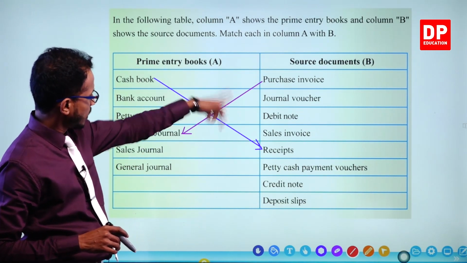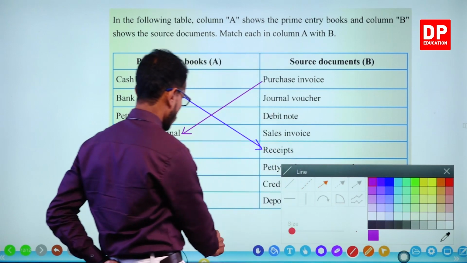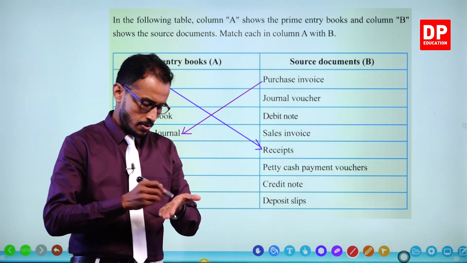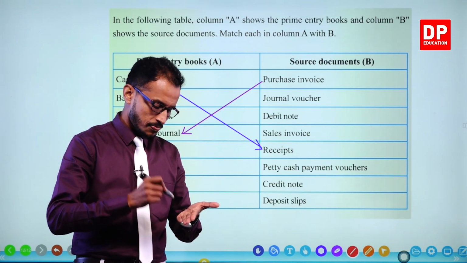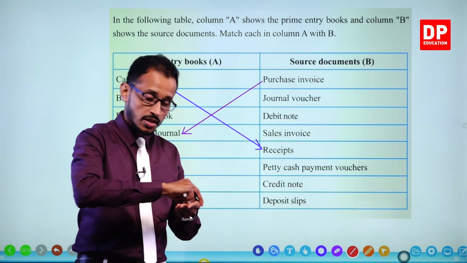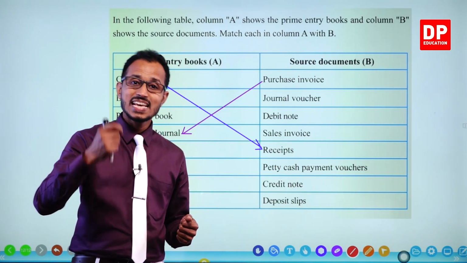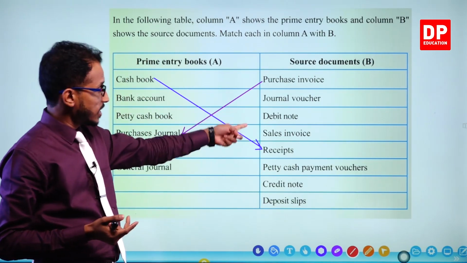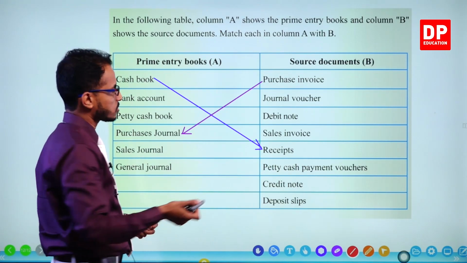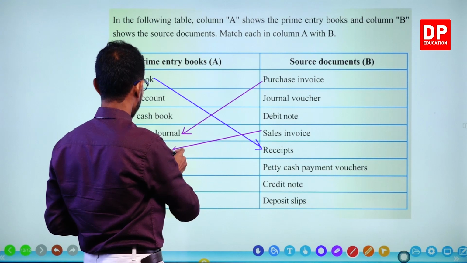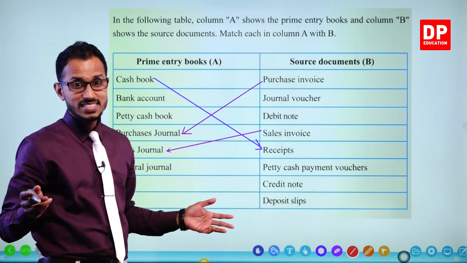Then we have something that we know. Sales invoice. Sales invoices are issued mentioning all the goods sold, the total, the date, the customer's name and everything. Sales invoices are issued when customers request goods on credit, when we sell goods on credit. And we know in which book we record credit sales. Which book? Sales journal, of course. Easy things, right?